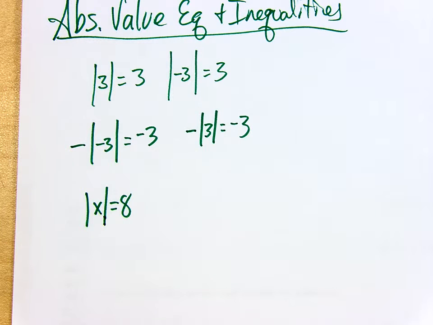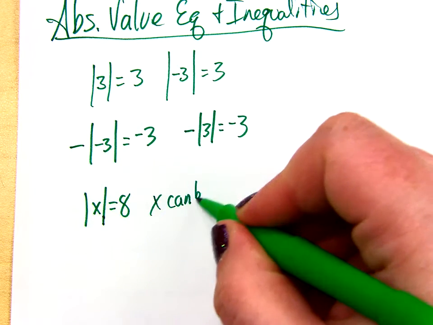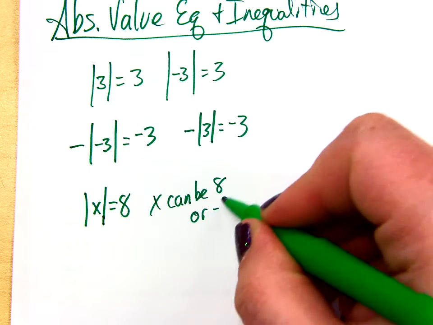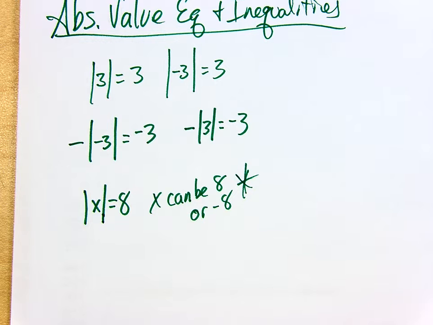Right, I have two answers. X could have been 8 or it could have been -8. So X can be 8 or -8. This is what you need to remember when we go to solve an absolute value equation.